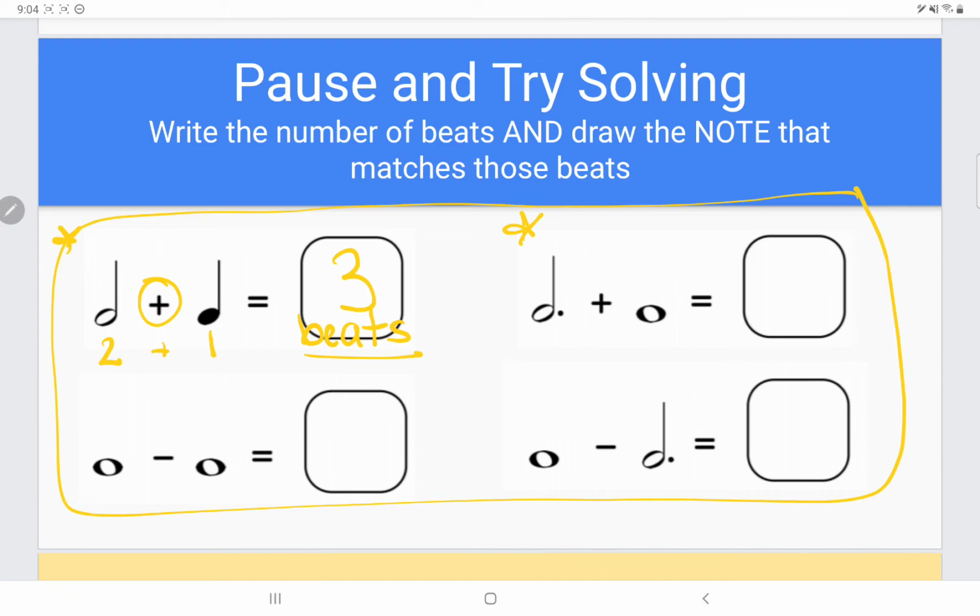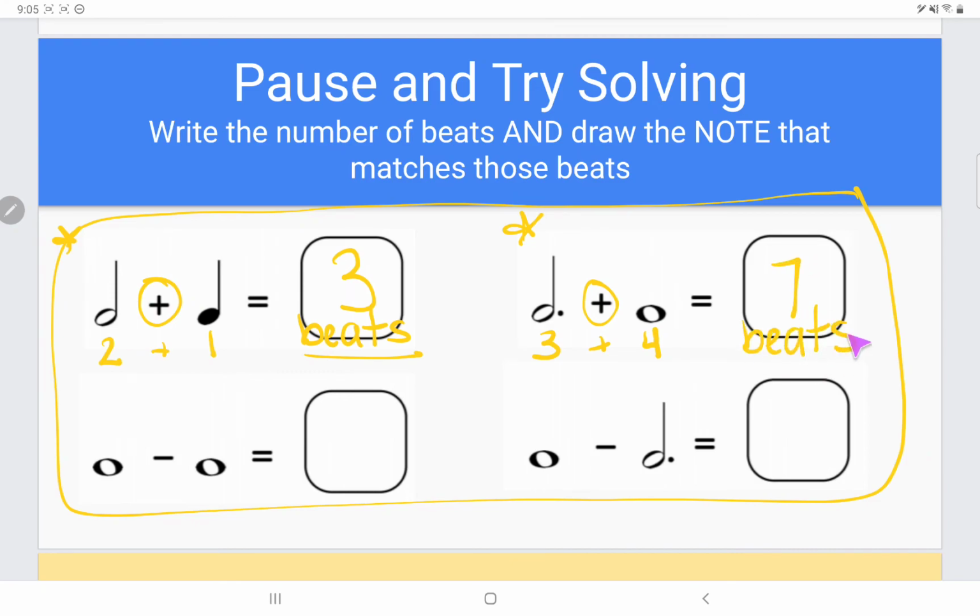It's also addition. Here we have a dotted half note. Now that dotted half note, that was the one that added an extra beat. So instead of it being 2 beats like our regular half note, it's 3 beats. We're adding again, and we have our whole note. Our whole note is our longest note. It's worth 4 beats. So when I add 3 and 4 beats together, that gives me 7 beats.